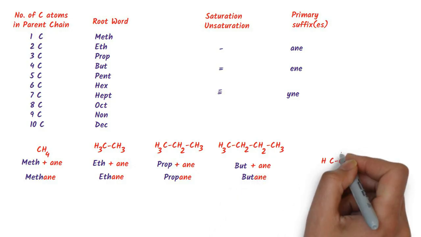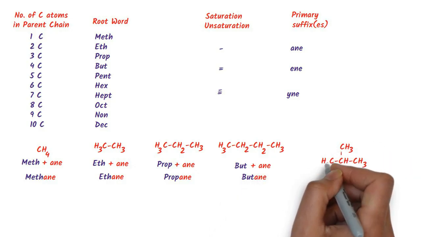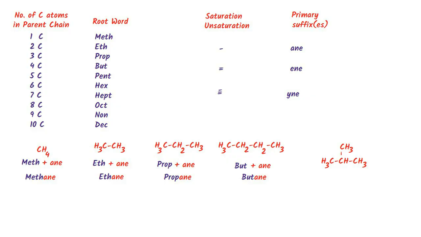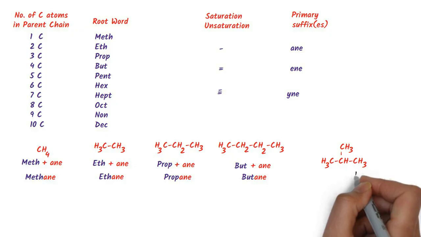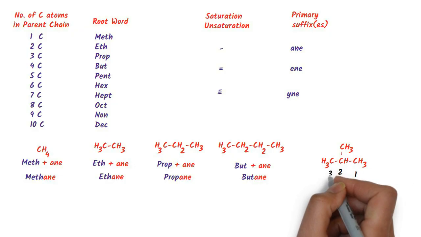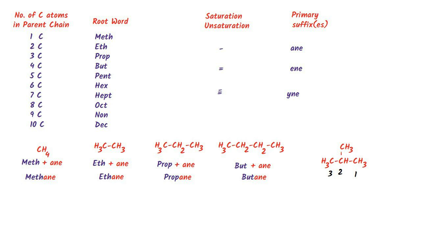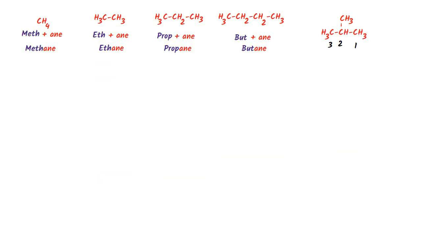Now consider this molecule. It is branched. As per IUPAC rules, we have to choose the longest possible carbon chain and number the carbons, so that the branch point gets lowest possible number. So we number this carbon as 1, 2, and 3. This is the only way the longest chain of 3 carbons can be numbered so that the branch point gets number 2. The carbon 2 has branched carbon with 3 hydrogens.